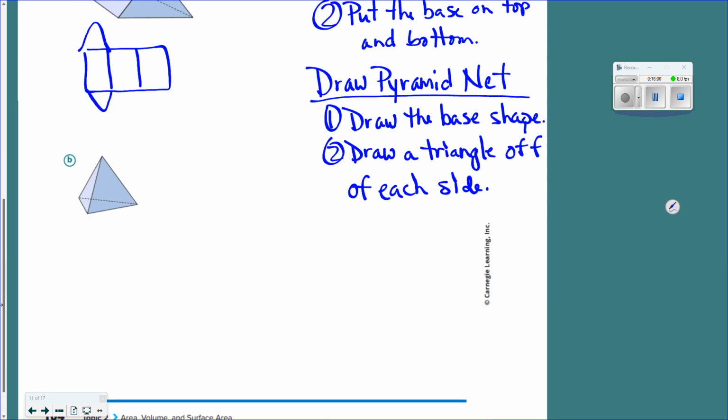Part B. What is my shape? Is it pyramid or prism? Pyramid. What's my base? Triangle. Okay, because it's all triangles, I have a triangular pyramid. Then I draw a triangle off of each of the sides. And we see the Triforce from Zelda. Does it make sense?